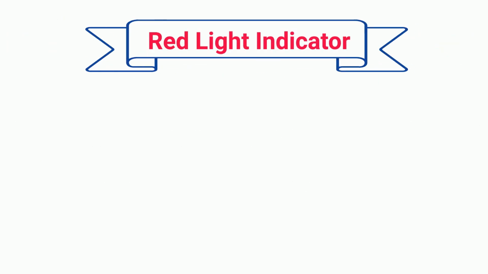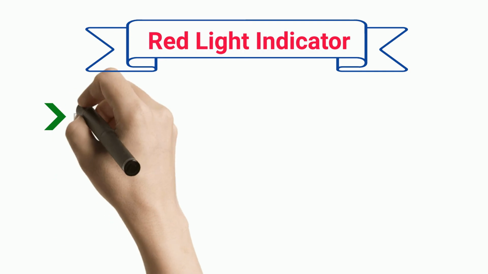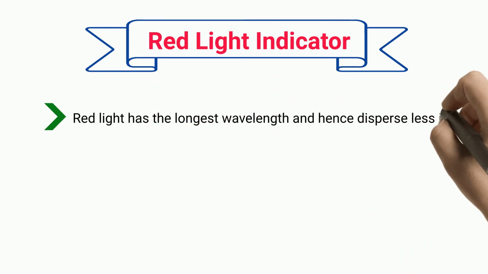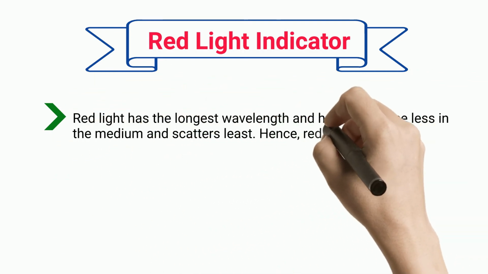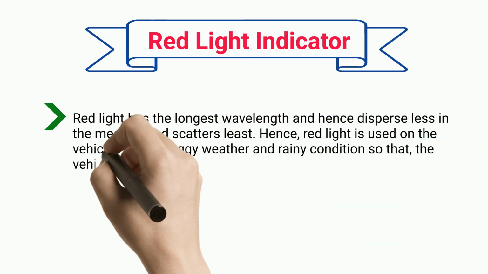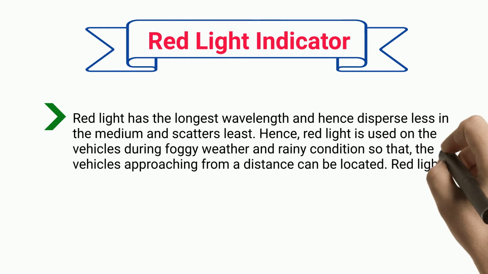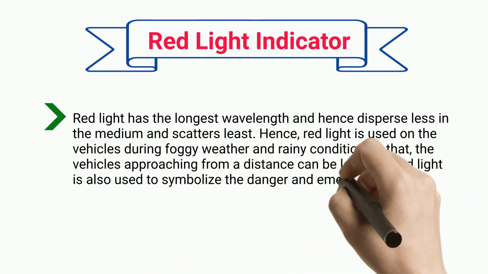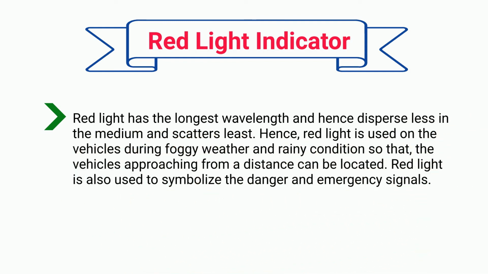Red light indicator. Red light has the longest wavelength and hence disperses less in the medium and scatters least. Hence, red light is used on the vehicles during foggy weather and rainy conditions so that the vehicles approaching from a distance can be located. Red light is also used to symbolize danger and emergency signals.